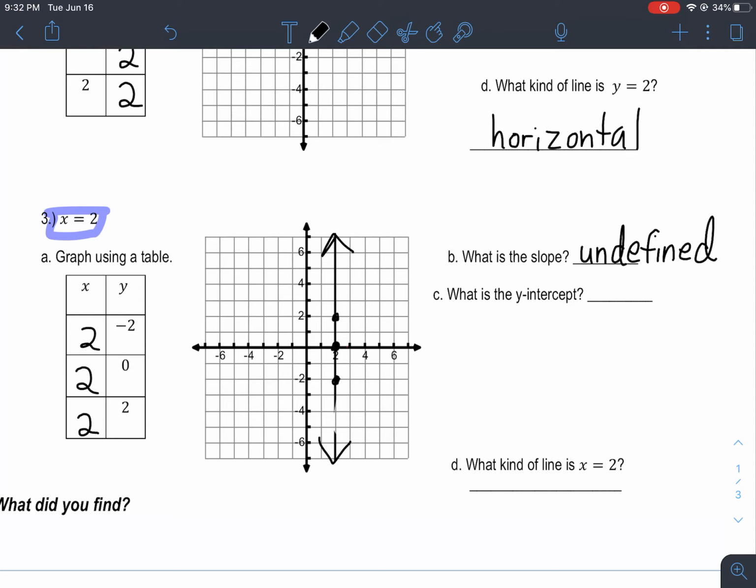So when is a slope undefined? It's undefined when the line is vertical. So what kind of line is x equals 2? It's vertical. And then the last question is, what is the y-intercept? Well, the y-intercept is wherever the graph crosses the y-axis, which is the vertical axis, and it doesn't look like the graph is going to cross the y-axis at all. They're actually parallel to each other. So there is no y-intercept.